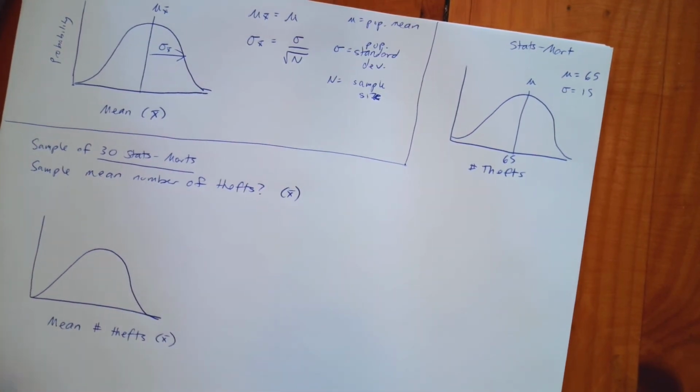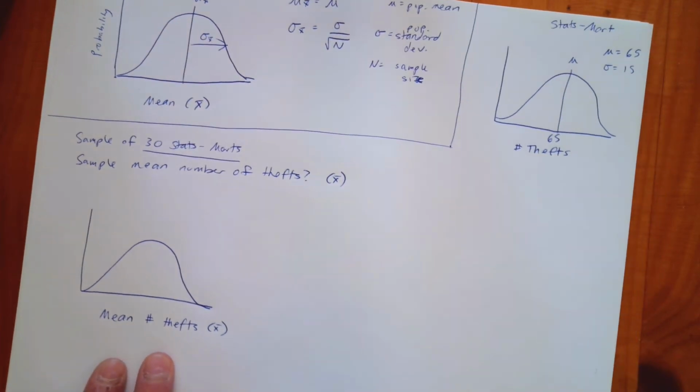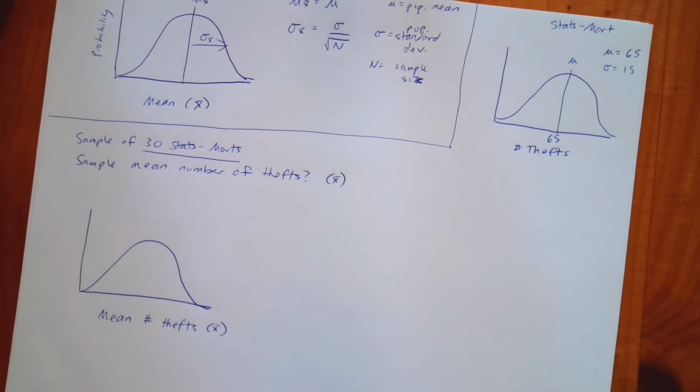So we're going to take a sample of 30 of these stores, and we want to know in the sample of 30 stores, what are the possible sample means that we could get? Assuming that there's lots and lots of these StatSmarts across the country, and they all have probability distributions for thefts that look like this.